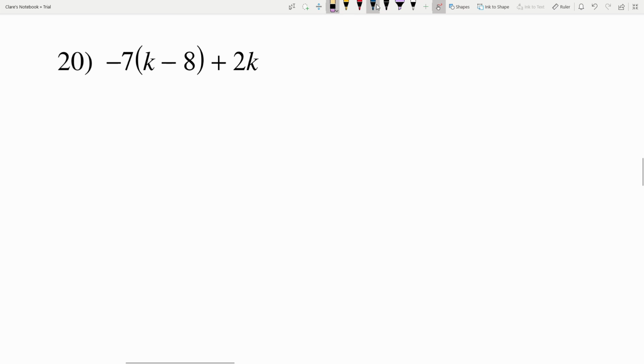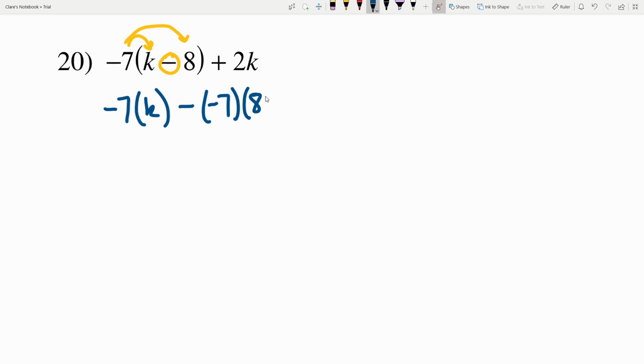Now for number 20, I have parentheses where I have k minus 8. I cannot do that because I don't know what k is. So I'm going to need to distribute negative 7 into both of those terms, remembering that there's subtraction in between. So if I have negative 7 times k, I'll then be subtracting negative 7 times 8, and finally adding 2k. Now to simplify down, negative 7 times k is a negative 7k, and I'll be subtracting negative 7 times 8 is negative 56, and then I'll add 2k.